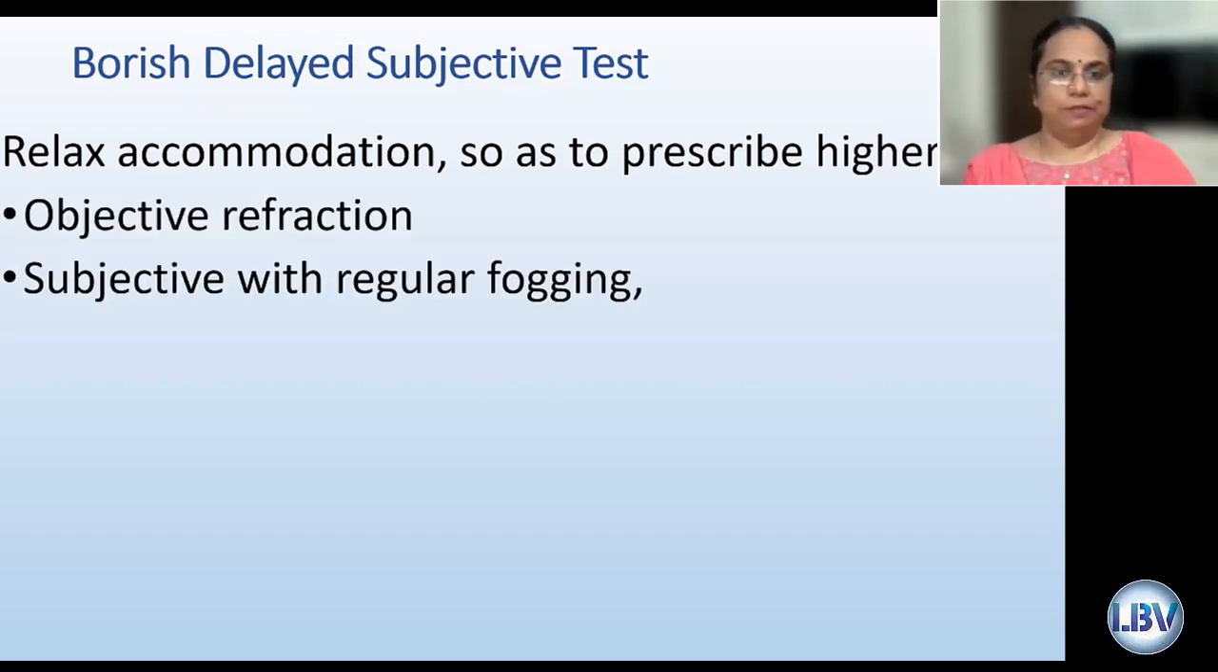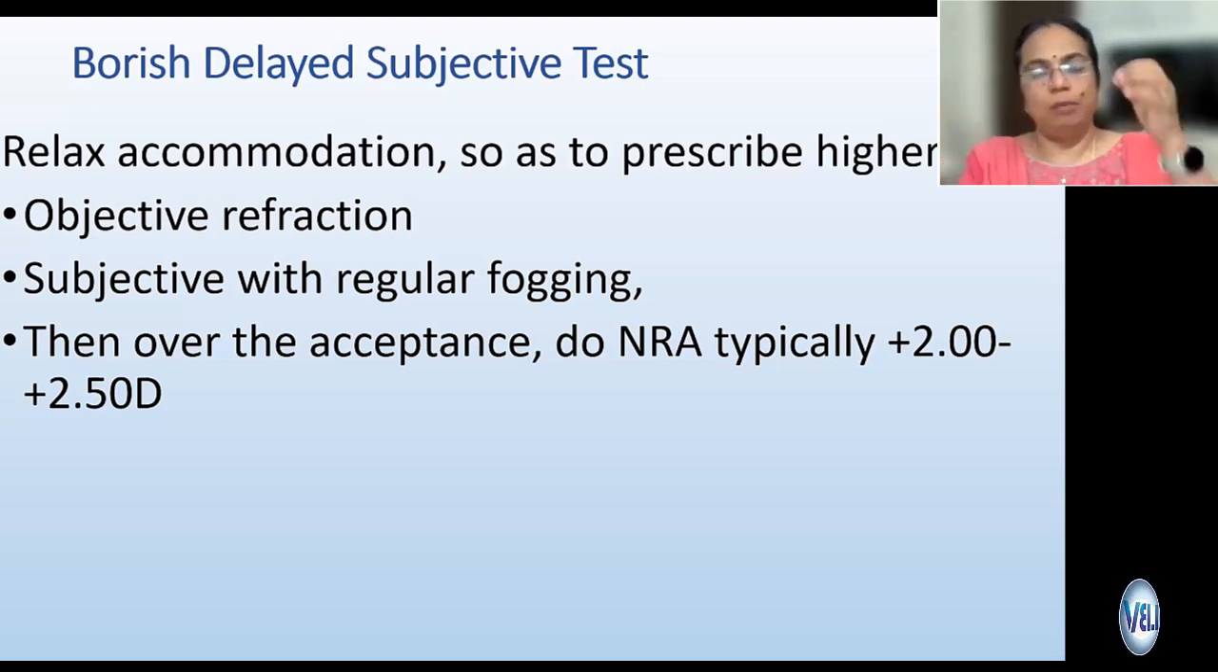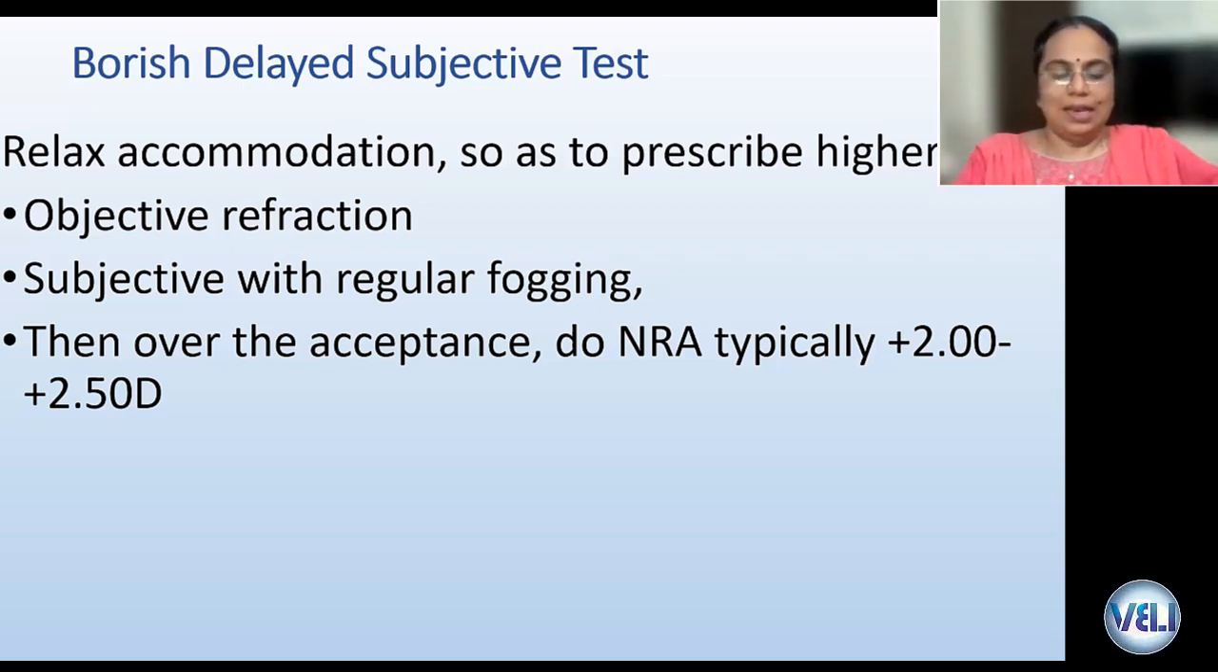So you do the objective refraction, you do the subjective with regular fogging, then over the acceptance that they've had. So for example, I've got a retinoscopy value of +1. I do the fogging, defogging, and the patient accepts +0.5. Now, at that stage, give +0.5 in both eyes and binocularly do the NRA. You know how to do the negative relative accommodation, isn't it? You add positive lenses, 0.25 diopters at a time, with a near target at 40 centimeters. And once the patient says, no, this is blurred, I can't read anymore, you know you've hit the NRA value.